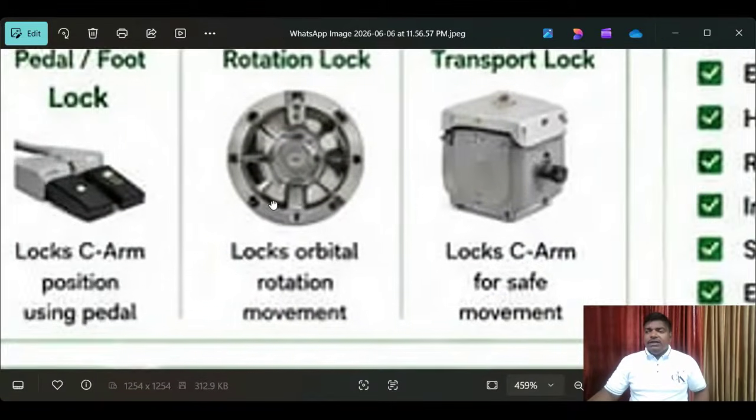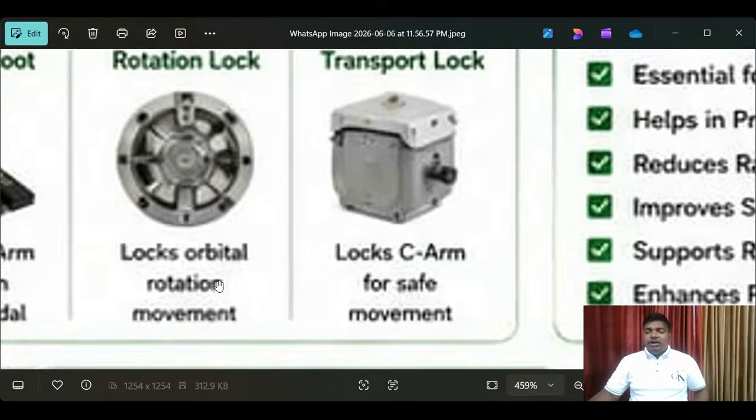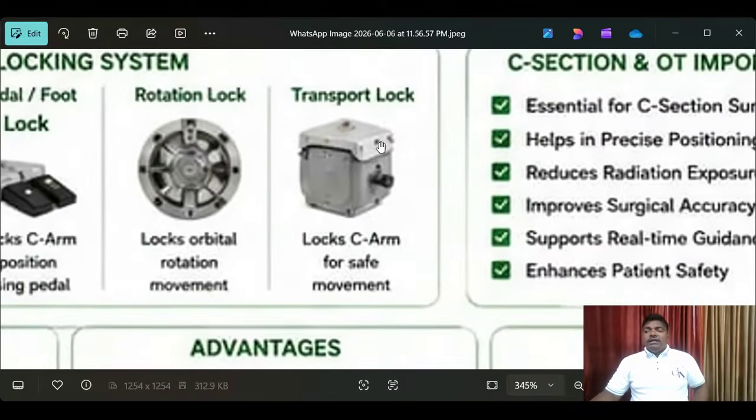Next, rotation lock. These are orbital rotation movements. This is the inside part of the equipment, not outside, and the transparent lock is outside. Because in the CM, 50% is the locking system, which is based only on mechanical parts. In the CM, the console part is different, the monitor part is different, and the X-ray part is different. And here the mechanical operating is different. So 50% mechanical is very much present in this CM equipment.